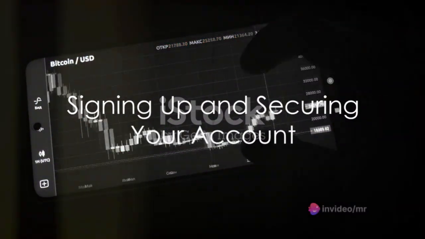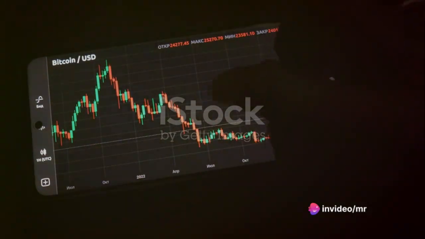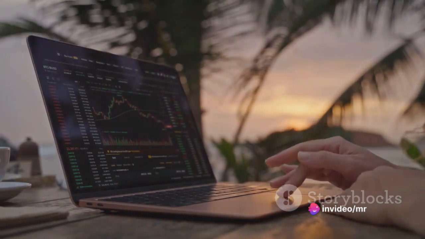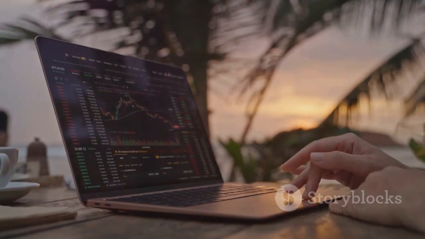Want to know how to earn money on Binance? Well, you're in the right place. This is your step-by-step guide to trading on one of the world's most popular cryptocurrency exchanges.